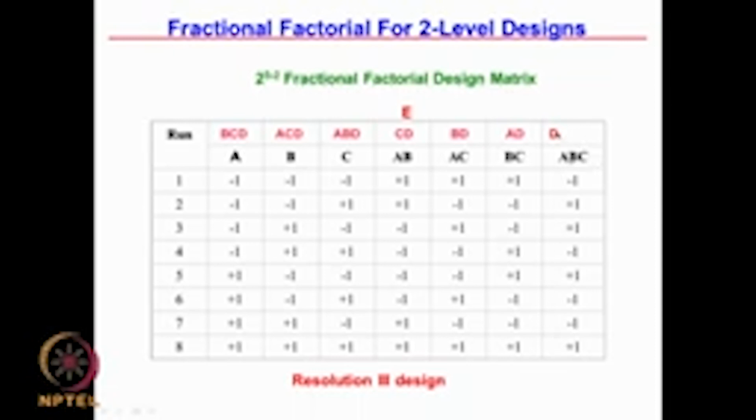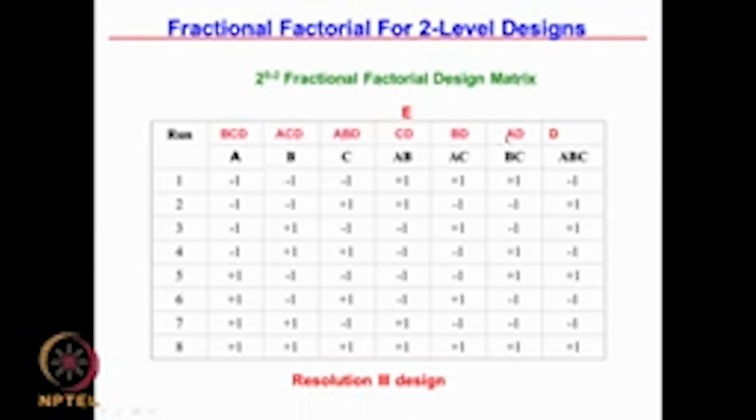So, what happens in this is there is confounding of A with BCD, B with ACD, C with ABD, and D with ABC. We have to use the correct word, confounding. The 2-way interactions are also confounded: AB confounded with CD, AC confounded with BD, BC confounded with AD. This is called a resolution 4 design, because we have D confounded with ABC. So, the main effects are confounded only with 3-way interactions, and 2-way interactions are confounded with each other.